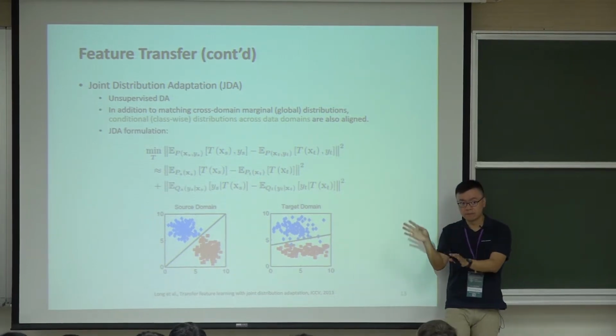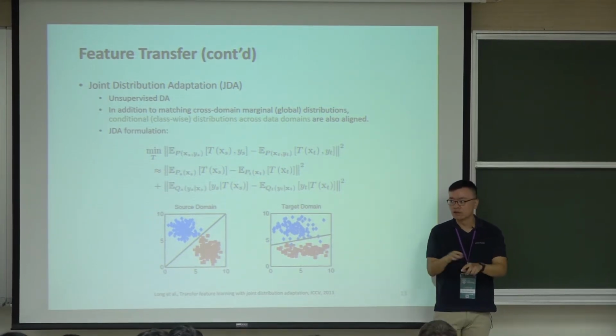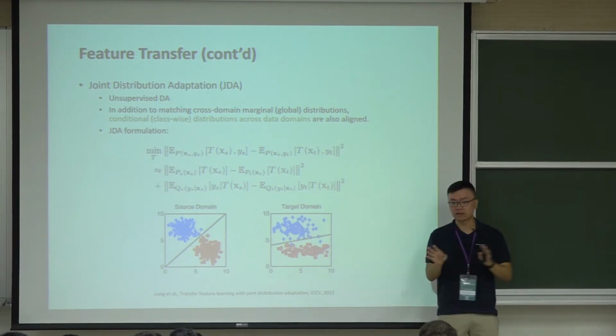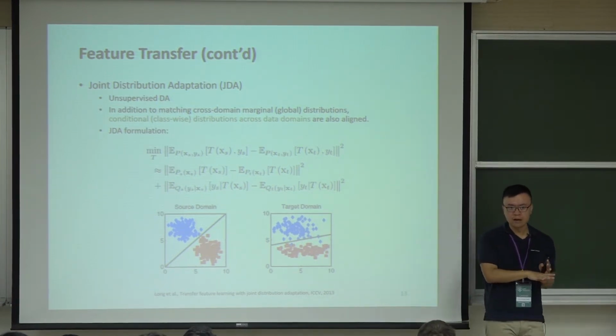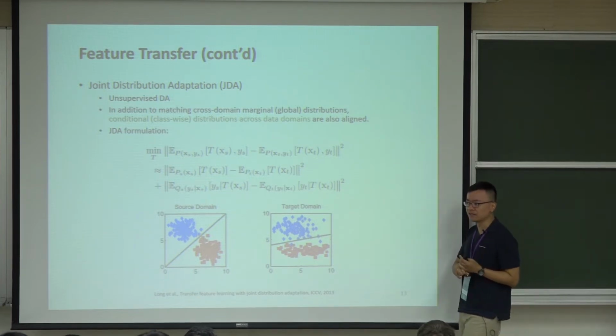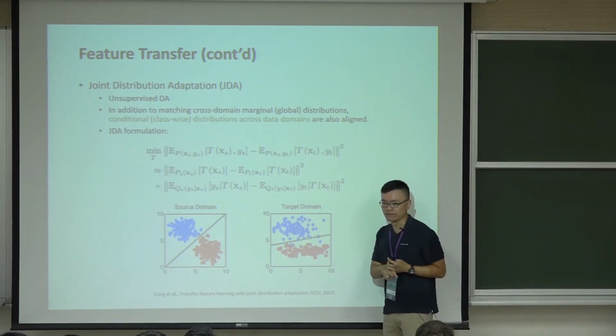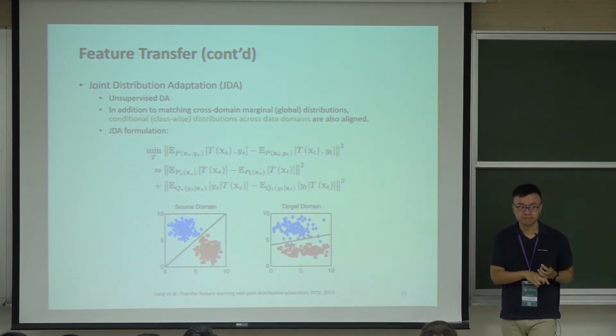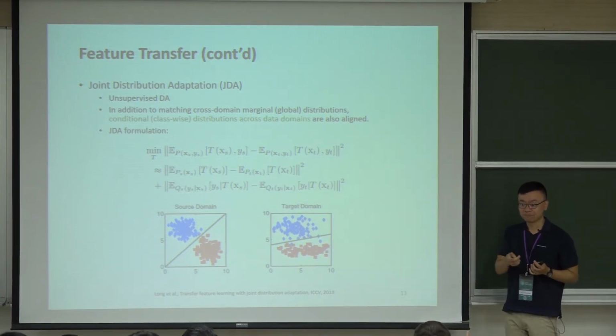If you want to make the distribution closer, if you want to make not only the global mean close to each other, you also want to make class-wise means close to each other, but at the same time, you do not have any target domain label information available. What would you do? Any idea?